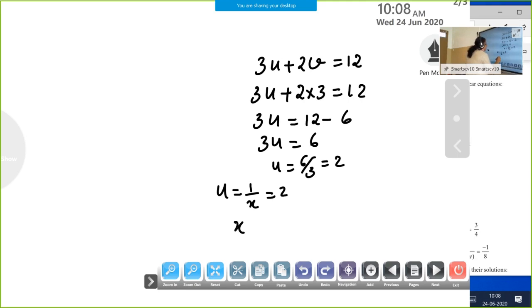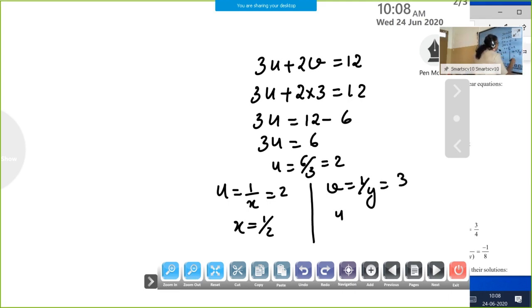What is the value of x? Taking reciprocal, x is equal to 1 by 2. Then what is v? v is equal to 1 by y, that is equal to 3. Taking reciprocal, what is y? y is equal to 1 by 3. That means the solution is x is equal to 1 by 2 and y is equal to 1 by 3.